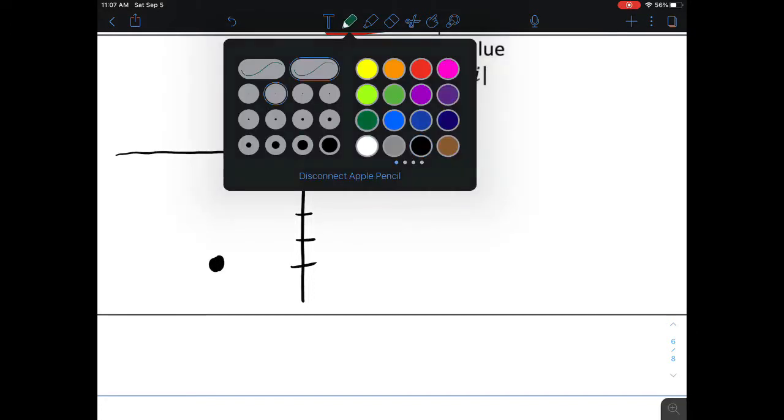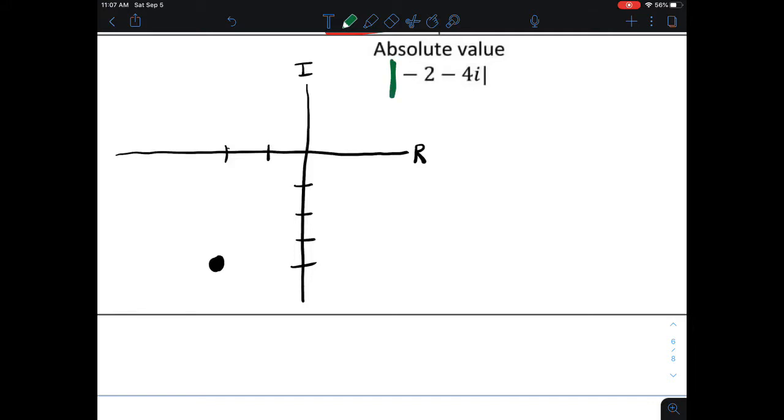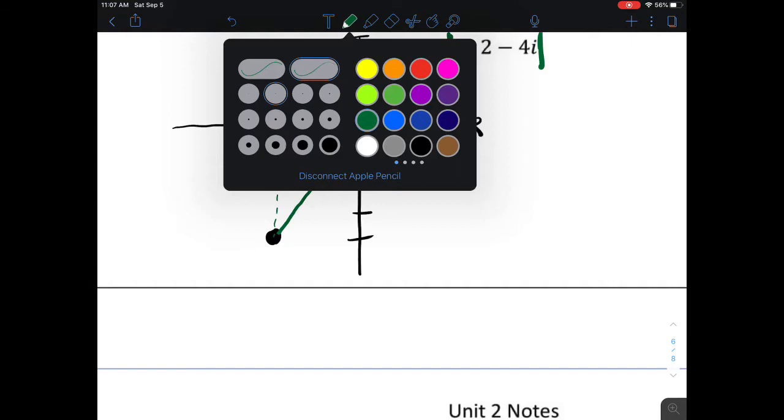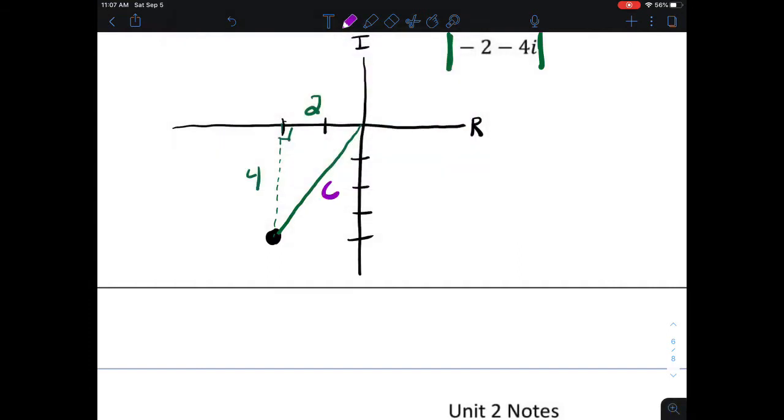Now, what the absolute value represents is the distance a number is from 0. So basically, I want to know exactly how far away is it from the origin on the graph. Well, to get that, we can make a little triangle here. And we have a right triangle, and the horizontal component is 2, and the vertical part of this is 4. And basically, the absolute value is going to be the hypotenuse of that triangle.